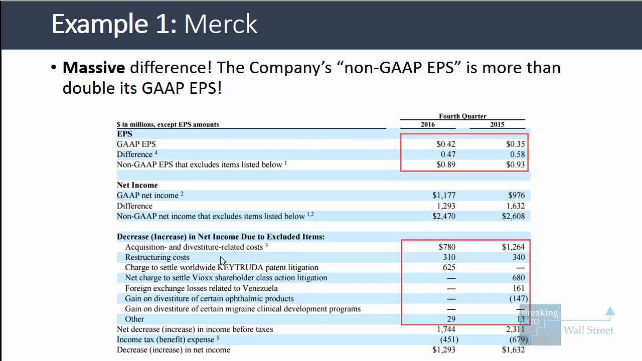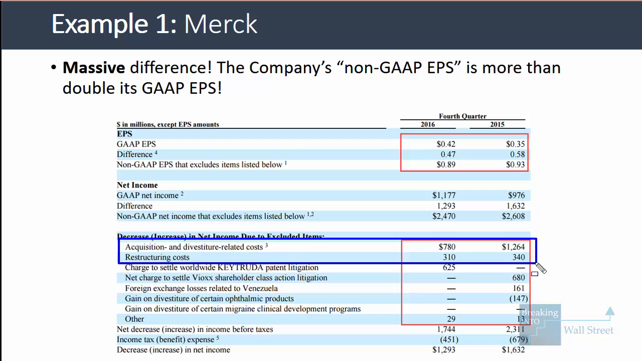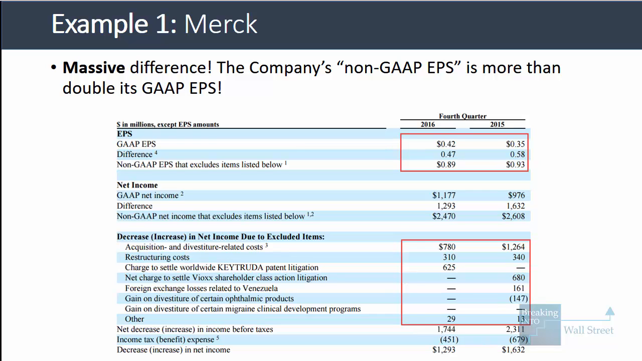And if you look at why that's happening, they're adding back a lot of acquisition and divestiture related costs here. They're also adding back restructuring, even though it's not obvious to us that restructuring is a non-recurring expense. It actually recurs in both these quarters here. And then they have some other legal expenses and gains and losses and other items like that they're adding back. So in this case, it makes a massive difference and it completely changes your impression of the company's earnings per share.